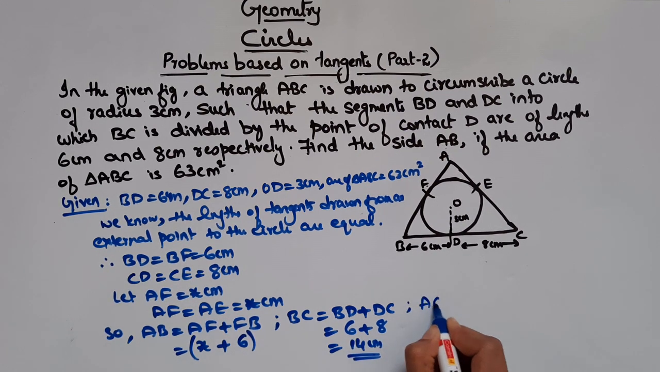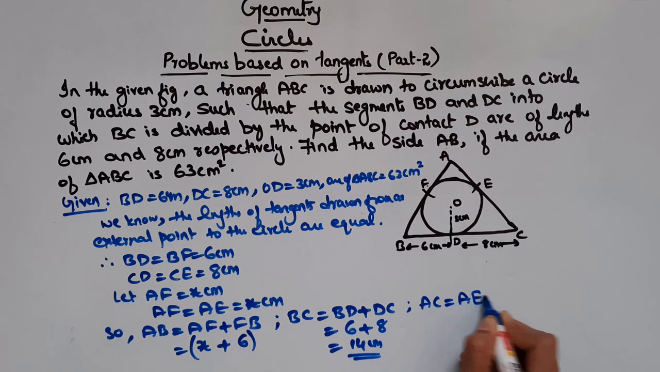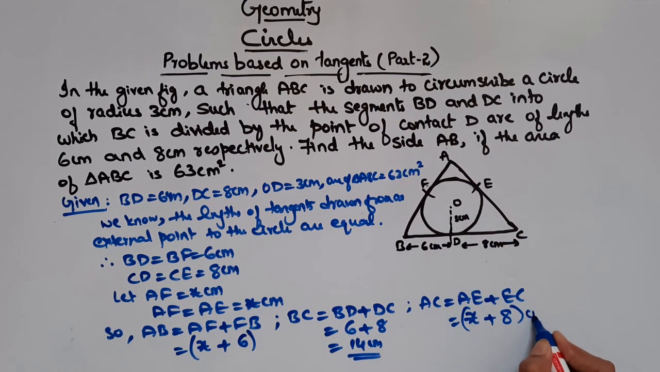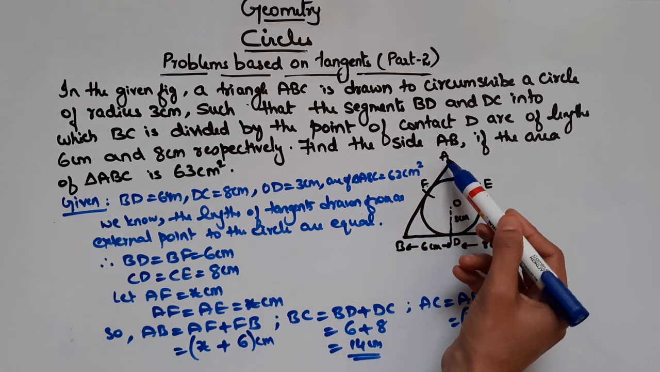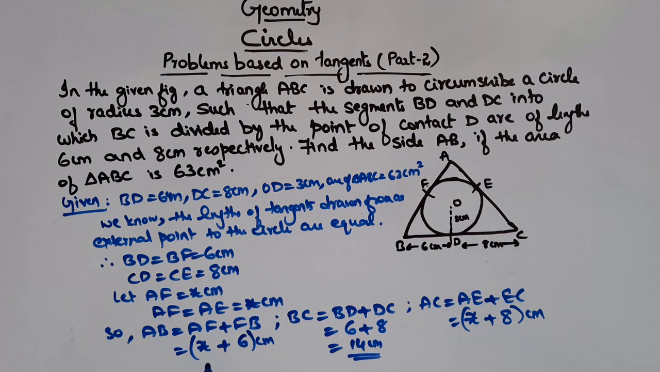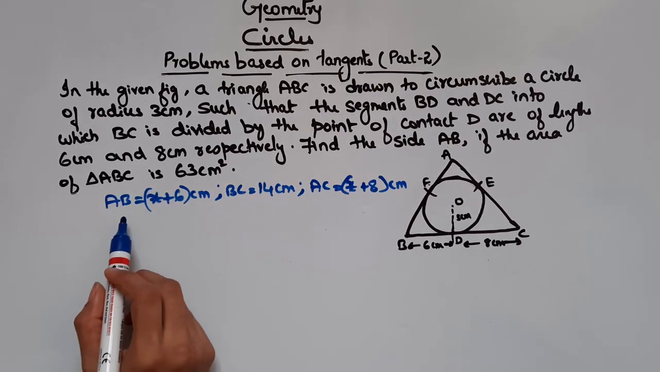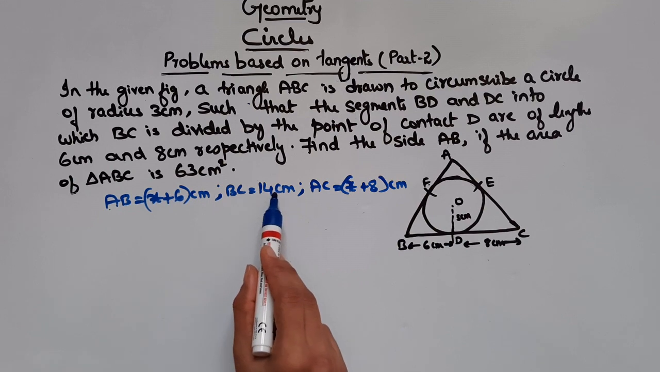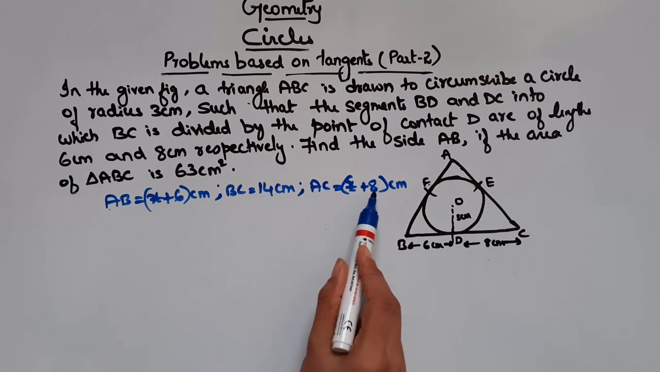And now what is AC? AC is equal to AE plus EC. So AE is x plus EC is 8 centimeter. So here our aim is to find AB, but here we don't know x. So we will see how to do this, but before that pause the video and note this down. Okay. So let's continue. We have AB is equal to x plus 6 centimeter, BC is equal to 14 centimeter and AC is equal to x plus 8 centimeter.